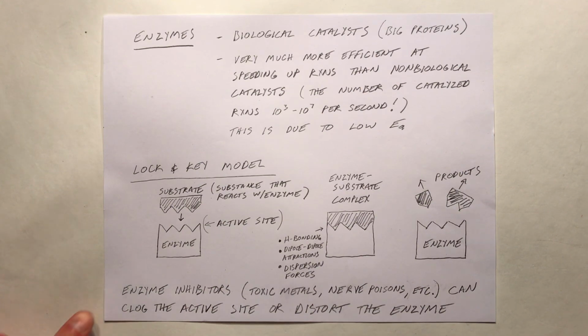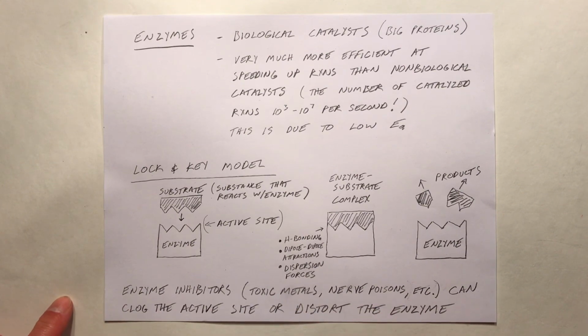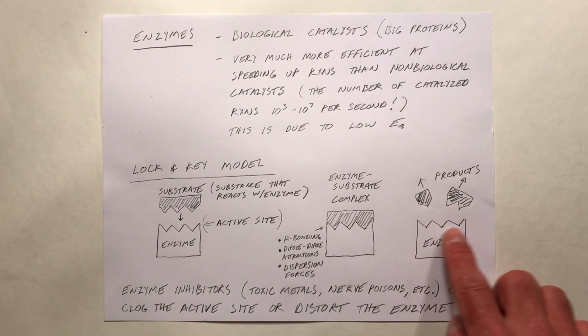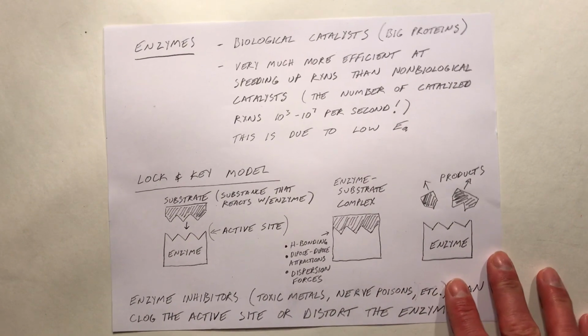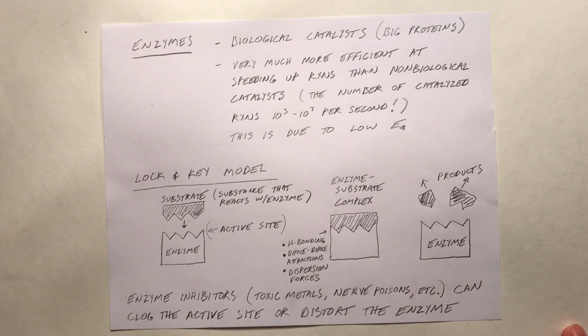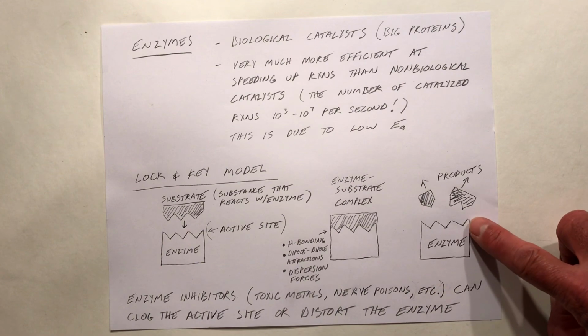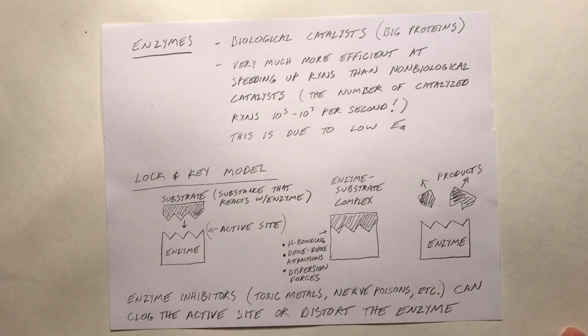Now, there are things that are called enzyme inhibitors. They could be toxic metals or nerve poisons or some other type of a toxin. And what they can do is they can clog the active site. So if you get some molecule that's stuck onto the active site of that enzyme that's really not supposed to be there, that can shut that enzyme down. Another thing that an enzyme inhibitor can do is react with a different part of the enzyme to change the structure or change the shape of that active site. And then it will distort the enzyme so it's no longer effective.